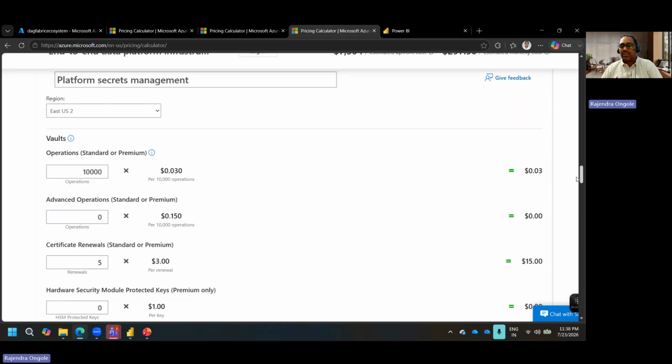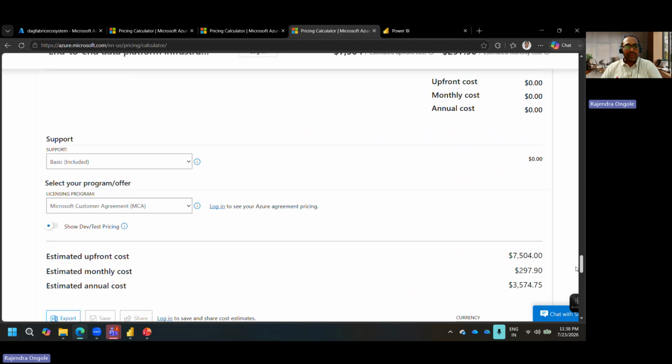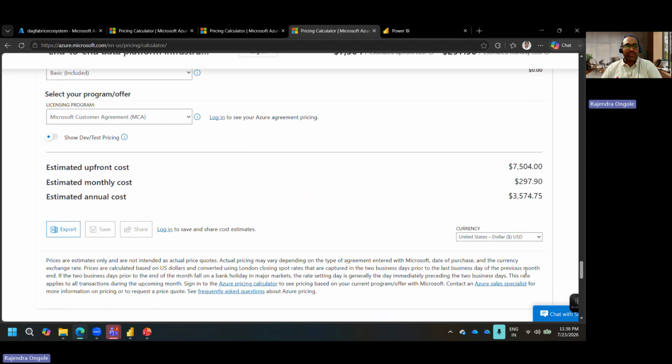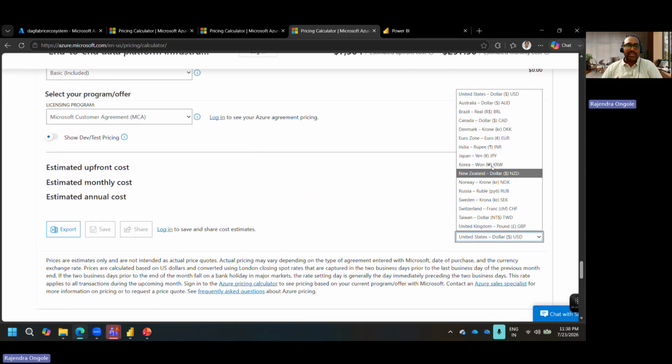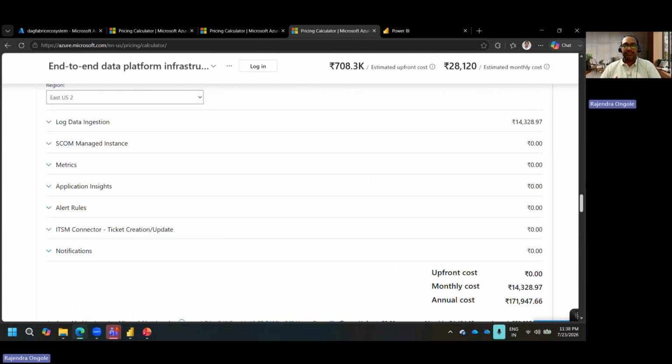This is how each and every layer level analysis is done. If you go a little down, you can see the complete pricing. If you want to change to your local currency, you can change it from here. Let me showcase India as well. In Indian rupees, 1 USD is currently equal to 94, so it comes to 3,37,434. Like that we can proceed.